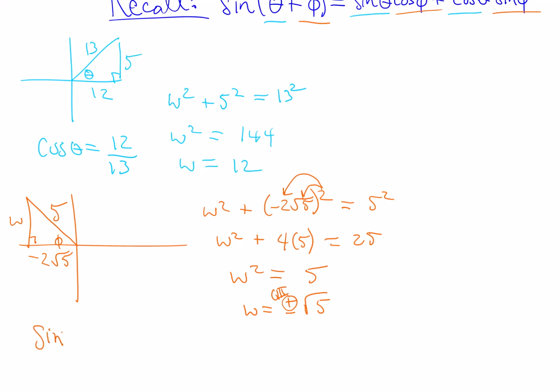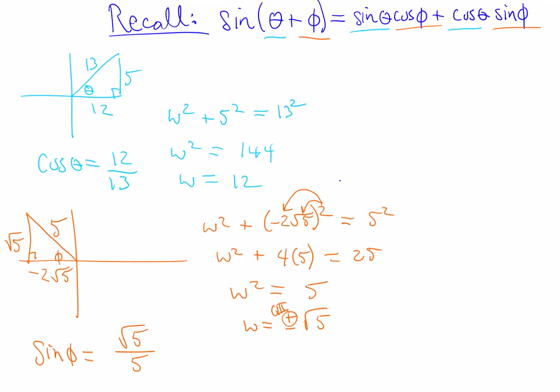So sine of phi, sine is always opposite over hypotenuse. Now we know the opposite side of this angle phi, previously labeled w, is the square root of 5, positive square root of 5. So sine of phi is opposite, which is square root of 5, over hypotenuse, which is 5.